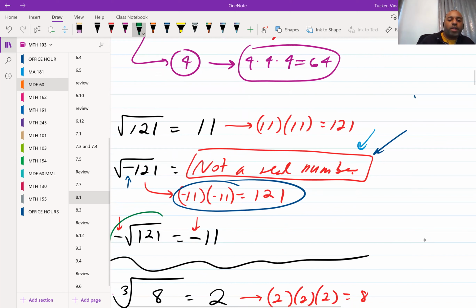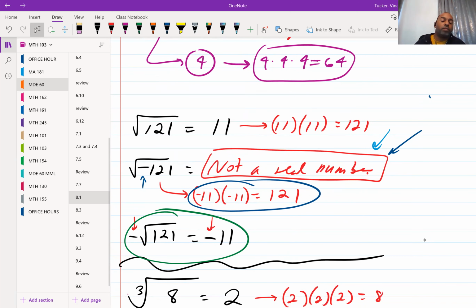Oh yeah, and this one down here, notice the difference in the positioning of your negative. If your negative is on the outside of the radical, you can still work with that. That negative is not affected by the radical. So you take the square root of 121, which is 11. And since you have a negative sitting on the outside, you have a minus 11 or negative 11. That's your final answer. Once again, that's because the negative was not under the radical. It was on the outside.